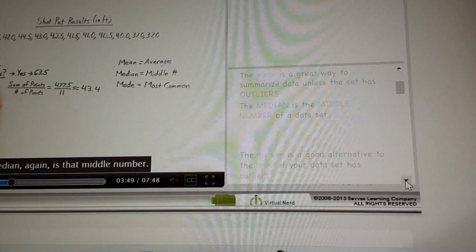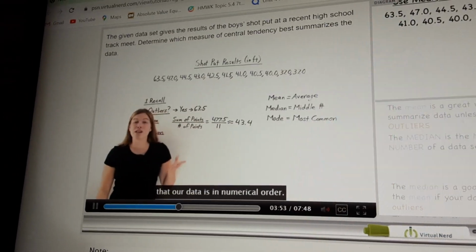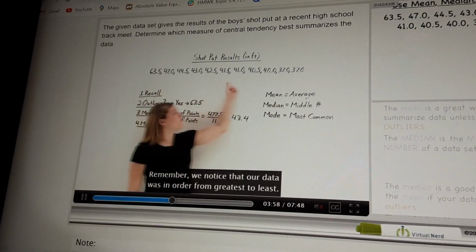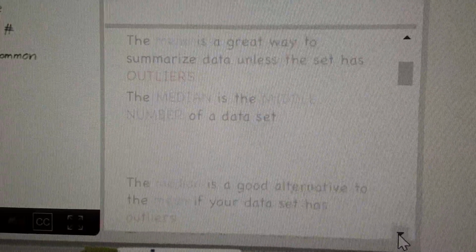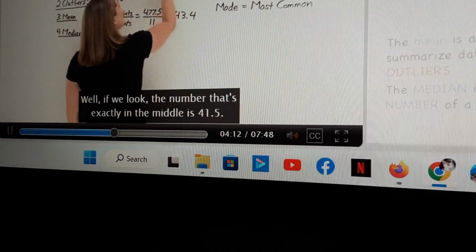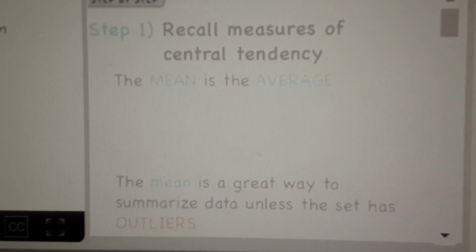The median, again, is that middle number. And in order to find the median, we need to make sure that our data is in numerical order. Remember, we noticed that our data was in order from greatest to least. So we have numerical order. And we have 11 points total. That's an odd number. That means the median is that exact middle number. Well, if we look, the number that's exactly in the middle is 41.5. So we find that the median of this data set is 41.5.